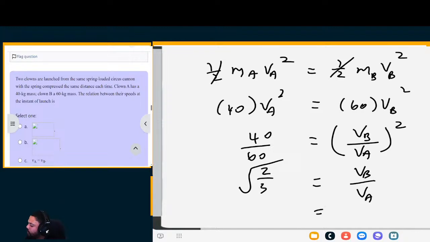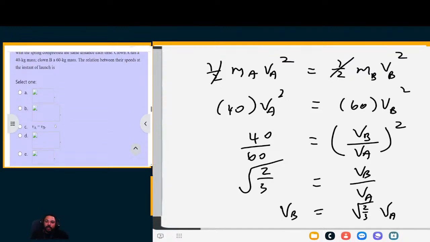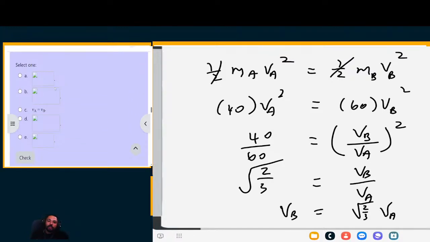Therefore, the relationship between v_A and v_B is that v_B is equal to the square root of 2 over 3 times v_A. That is what v_B is. So v_A is not equal to v_B, and the rest of the options don't show up. This is the relationship between v_A and v_B.